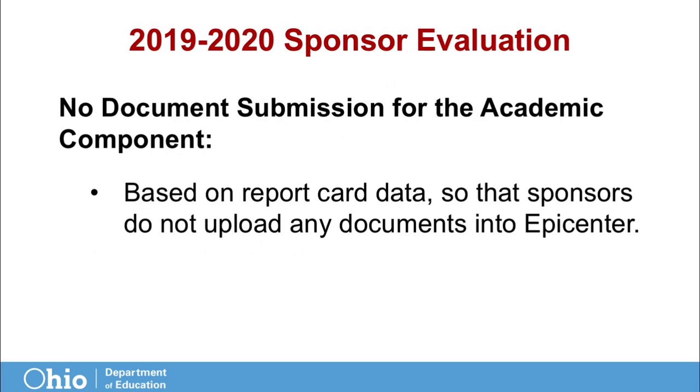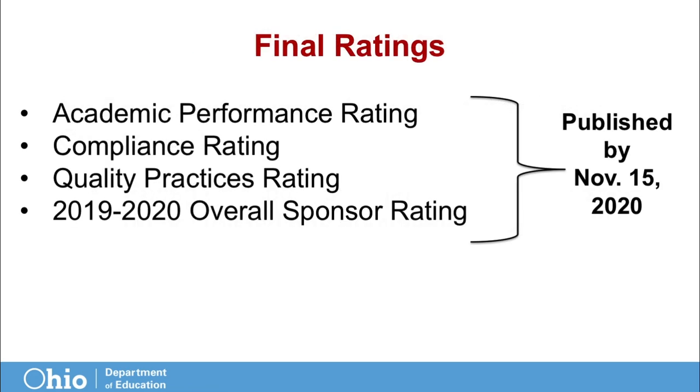In regard to the 2019-2020 sponsor evaluation, sponsors are not required to submit documentation for the academic component, since the academic calculation is based on data from Ohio school report cards and/or the Dropout Prevention and Recovery school report cards. However, sponsors may want to check with their schools to make sure that the schools are providing the needed information into EMIS by the specified deadlines. The final ratings for academic performance, compliance, and quality practices, as well as the overall sponsor rating for the 2019-2020 school year, will be available on the department's website by November 15, 2020.